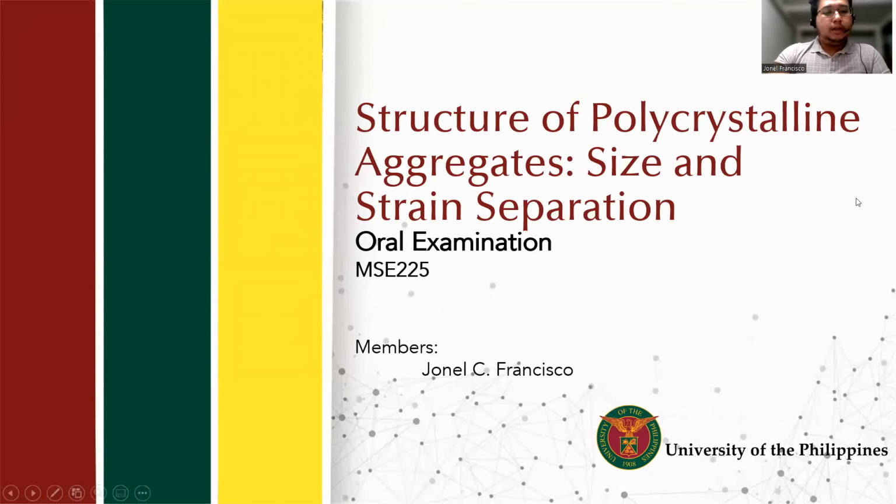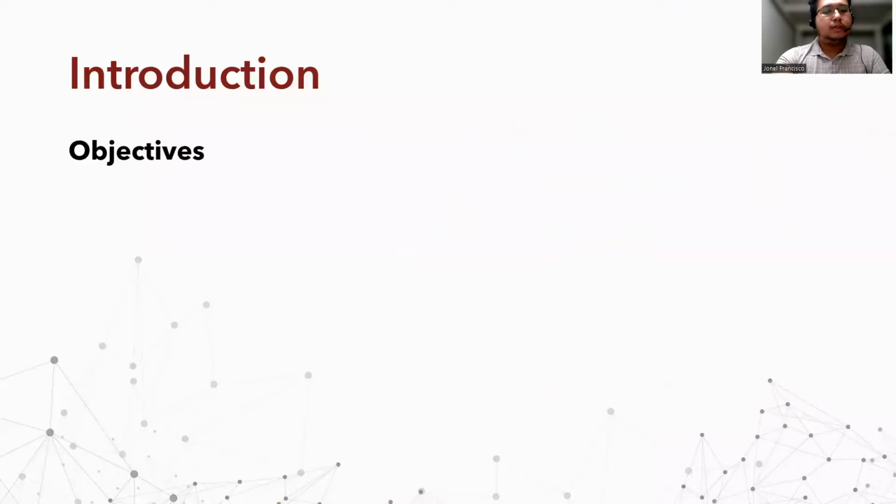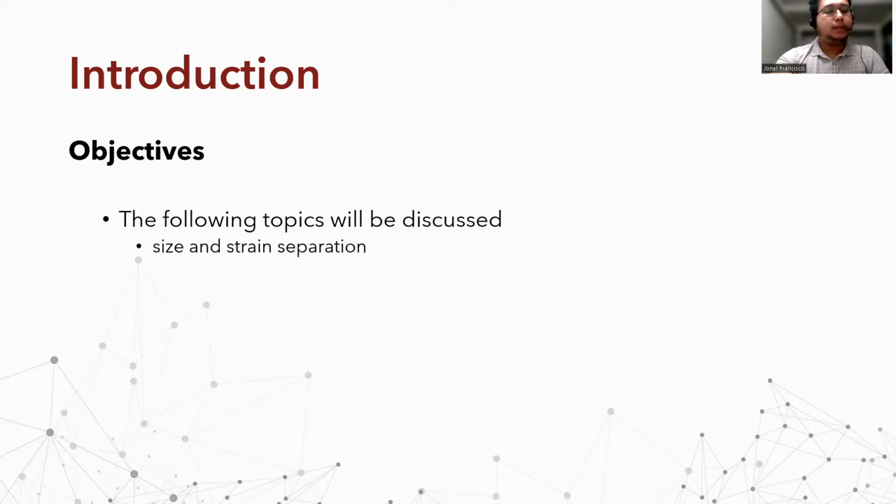Good day. In this presentation, I will discuss the topic in the structure of polycrystalline aggregates, namely the size and strain separation. So to give the objectives of this presentation, I will discuss how the strain and size broadening effects on the diffraction peaks can be separated. I will also describe how these factors can be separated using the Williamson-Hall method.